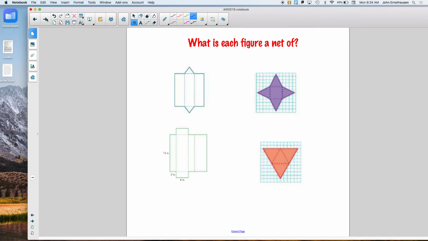Good job. What would be the name of this net, Cora? Square pyramid. What would be this one right here? Rectangular prism. Can we go 4 for 4? Brooklyn, what would this one be?